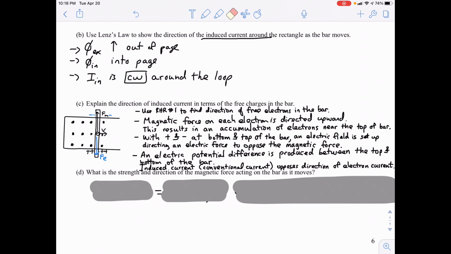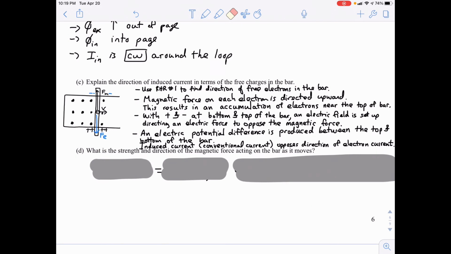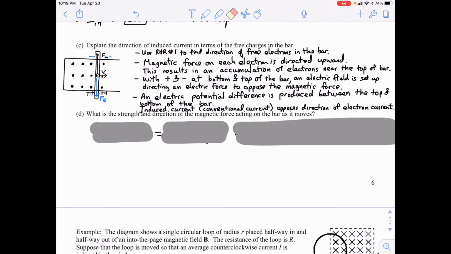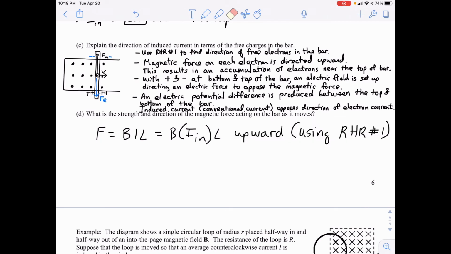How does this have anything to do with induced current? Well, the induced current will be the conventional current that opposes the direction of the electrons. So you can see the electrons would be forced upward. Well, the conventional current would go downward across the bar in the clockwise direction, because conventional current goes opposite to electron current. Part D, what is the strength and direction of the magnetic force on the bar as it moves? Well, we're talking force equals BIL, which is B times the induced current times L, which again is going to be pointing upward. Magnetic force will be upward using right-hand rule number 1.